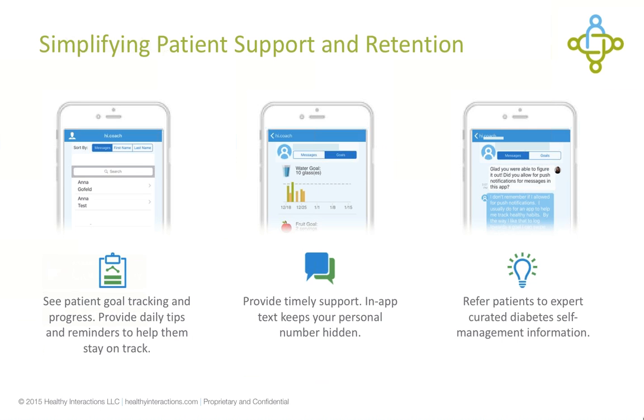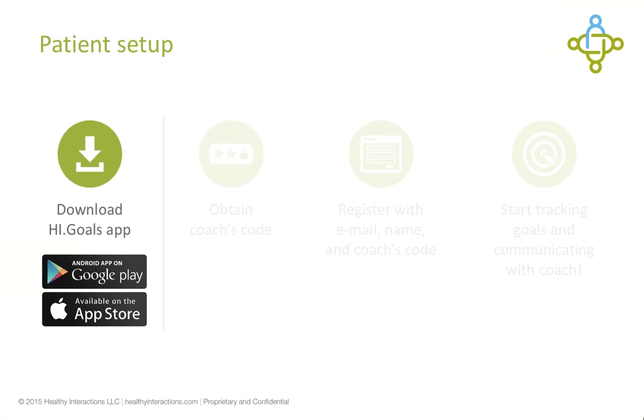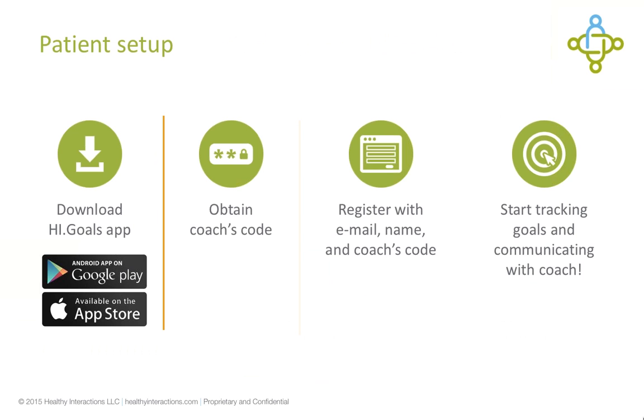Getting the patient set up is quite easy as well. All you have to do is ask them to download the HI Goals app on their smartphone, provide them with your personal coach code, and have them enter the basic information when they register. And that's it. They can just start tracking. Now, if they want to download this at home and they don't have your code on hand at that time, not a problem either. They can just enter it at a later date.